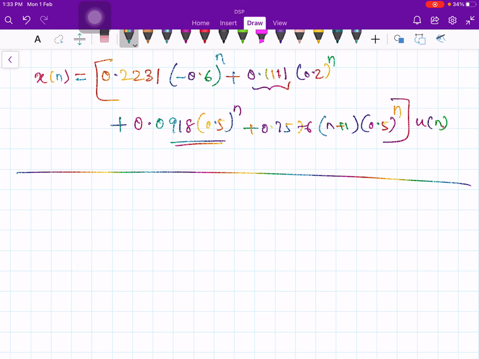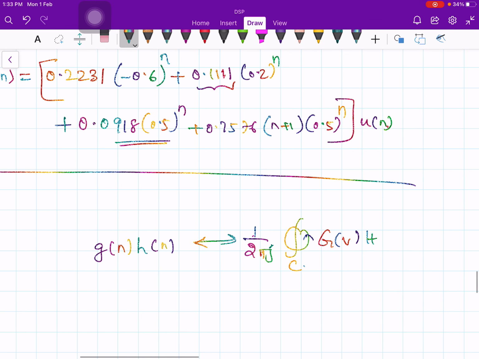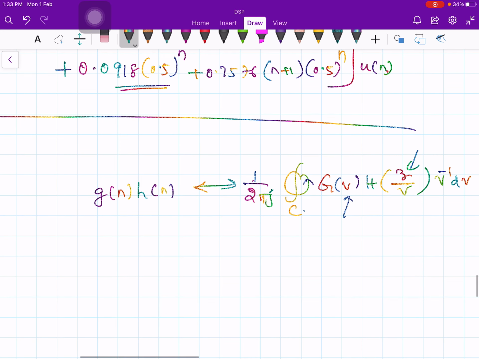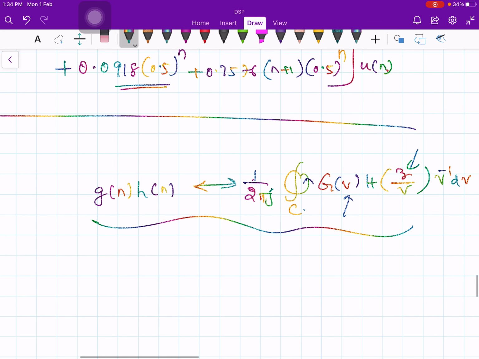What does your modulation theorem say? For g of n multiplied by h of n, the z transform is 1 by 2 pi j contour integral of G of v times H of z divided by v, times v inverse, dv, where v is a dummy variable, because already I have z. That's why we introduced this dummy variable v here. So this I am going by the definition.